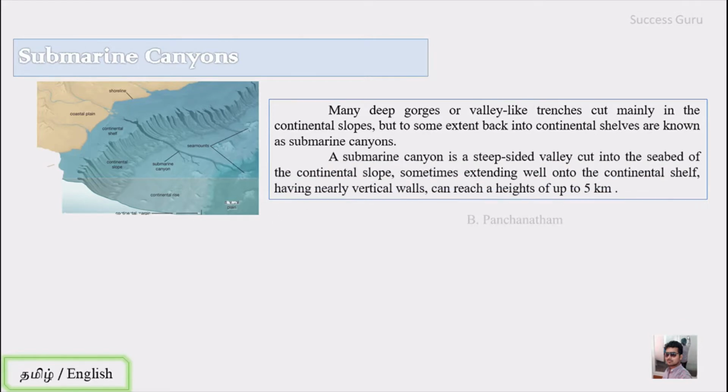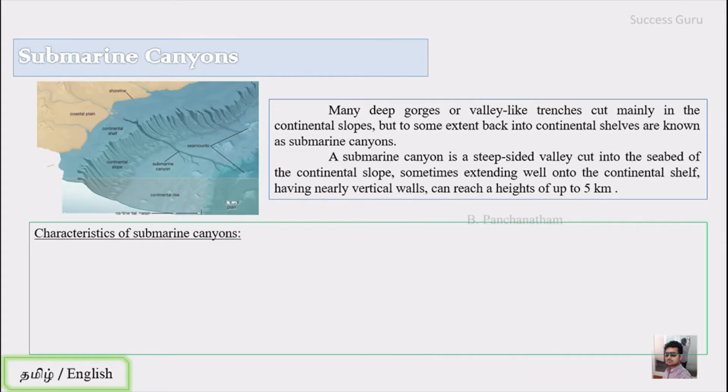It can also be defined like this: a submarine canyon is a steep-sided valley cut into the seabed of the continental slope, sometimes extending well onto the continental shelf, having nearly vertical walls, and can reach a height of up to 5 kilometers. So this is another definition of the submarine canyon. Let us see some of the characteristic features of the submarine canyon.